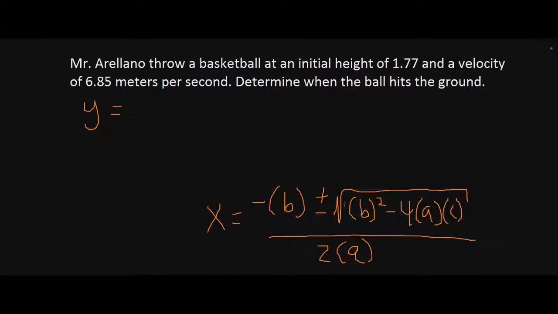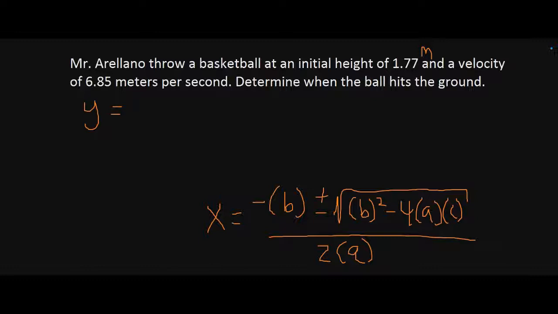Algebra 2, welcome once again to this video on how to use the quadratic formula with the projectile motion scenario. If you look back at the previous video in section Q1, Mr. Arellano throws a basketball, and it gives the same information: an initial height of 1.77 meters and a velocity of 6.85 meters per second.